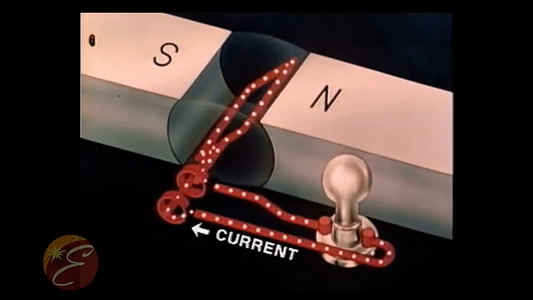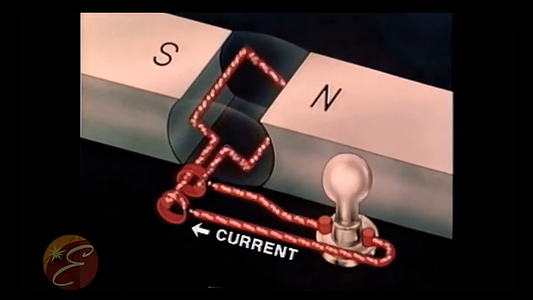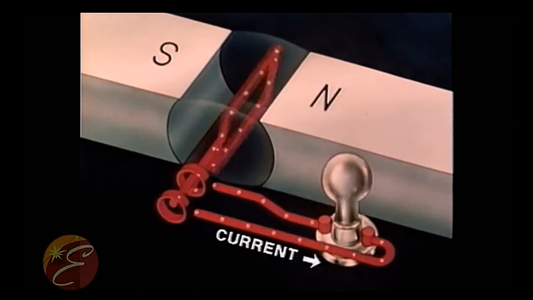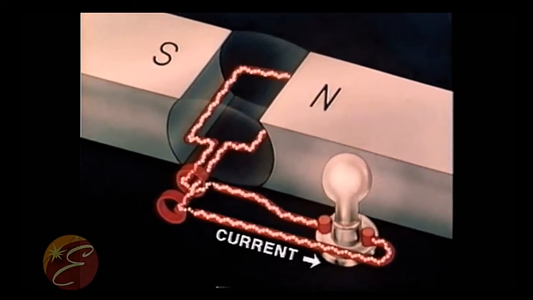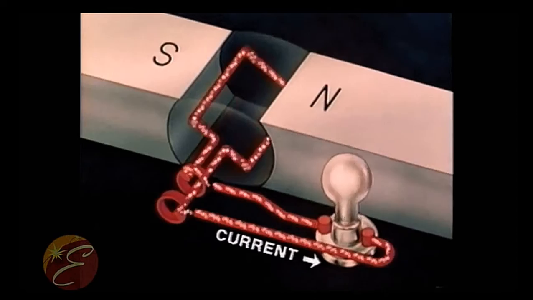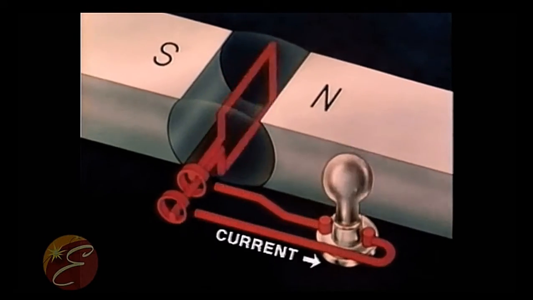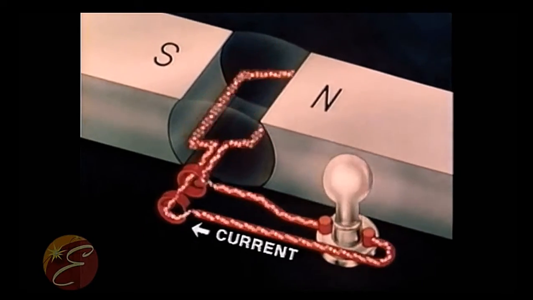However, something peculiar happens. As you have probably noticed, the direction of the current is reversed every half turn of the coil. This is what defines alternating current. You can also probably see that the speed of the electrons is also changing. When the coil is parallel with the magnetic field, a stronger force is applied to the electrons, making more of them move quicker. When the coil is perpendicular to the field, however, the electrons don't move.